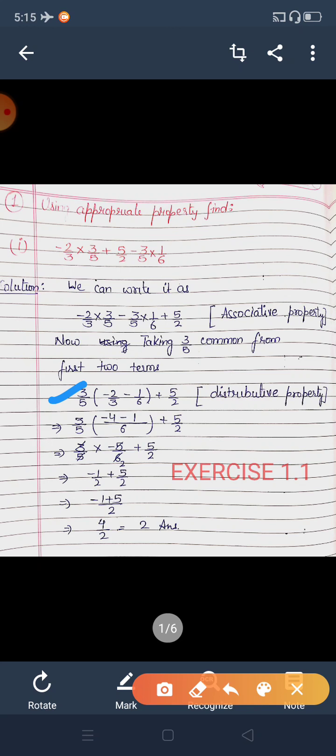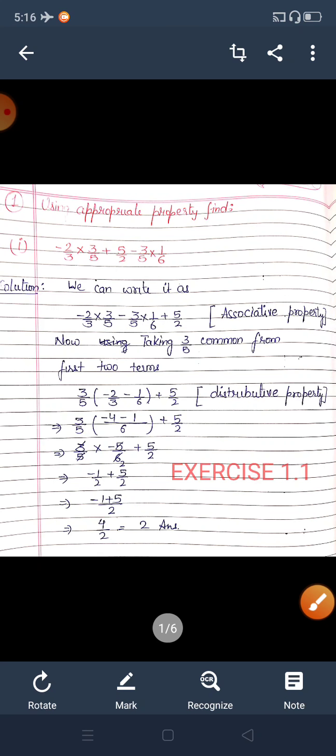Now taking the LCM, LCM of 3 and 6 is 6. So 3 twos are 6, 2 twos are 4, minus 4 here, and 6 ones are 6, minus 1 here. So minus 4 minus 1 is minus 5. 3 by 5 multiply by minus 5 by 6. 5 and 5 cancel. 3 twos are 6. So here we come with minus 1 by 2 and 5 by 2. Here both denominators are 2. So we can write the numerators together: minus 1 plus 5. Minus 1 plus 5 is equal to 4. 4 by 2 is equal to 2. So your answer is 2. This is your first question, first part.